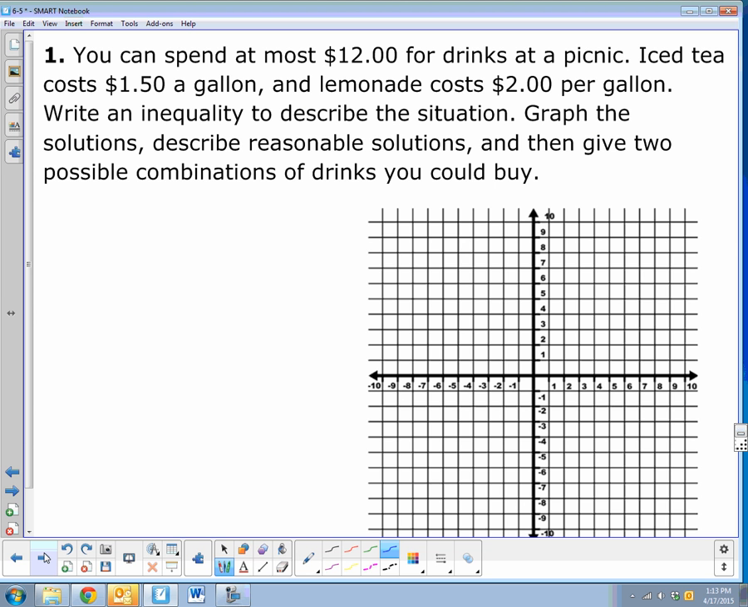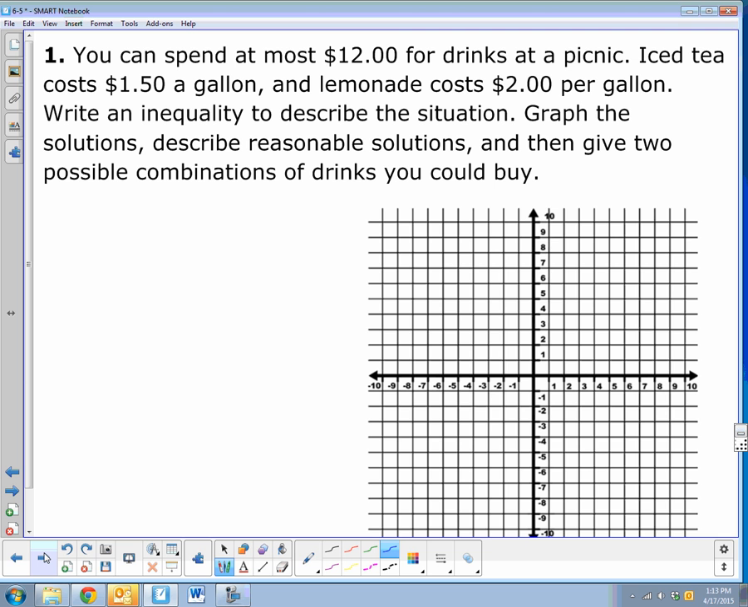Okay, moving on. We've done graphing linear inequalities. We've done writing the inequality based on the graph, which was what we just did in the last video. Now let's do some more real-world situations. How am I going to use this? What's the point? You can spend at most $12 for drinks on a picnic. So you have a limited budget. You don't have infinite money.